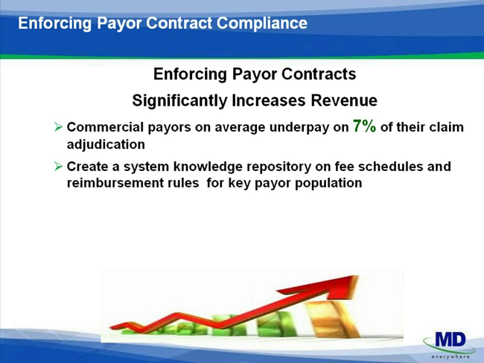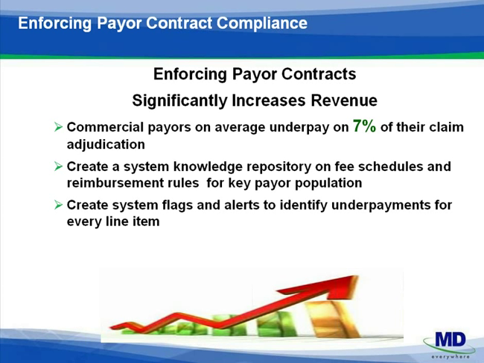So one of the things that we want to create, I'm going to go back into automation again, is we need to create systems and a knowledge repository on the fee schedules to prompt when we're posting an allowed amount that differs from what reimbursement rules in the fee schedule of the specific payer populations are, to prompt us to create an appeal mechanism to go back and collect the full amount that's due.